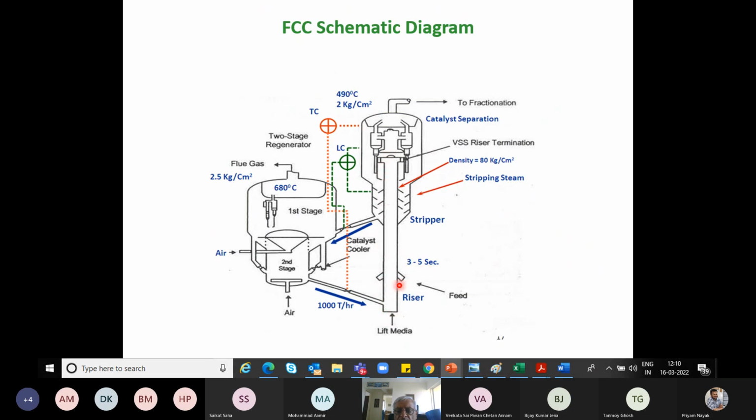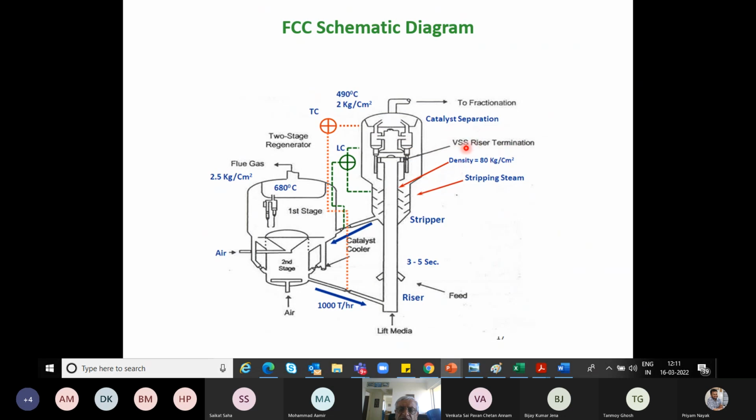As you can see here, the catalyst and the hydrocarbon vapors come out, and you need to separate them immediately. Otherwise, if the catalyst continues to live along with the hydrocarbon, it will further crack the precious hydrocarbons into something which is not valuable. So these two cyclones, etc., that you see, and we'll talk about that later, are what is called riser termination devices.